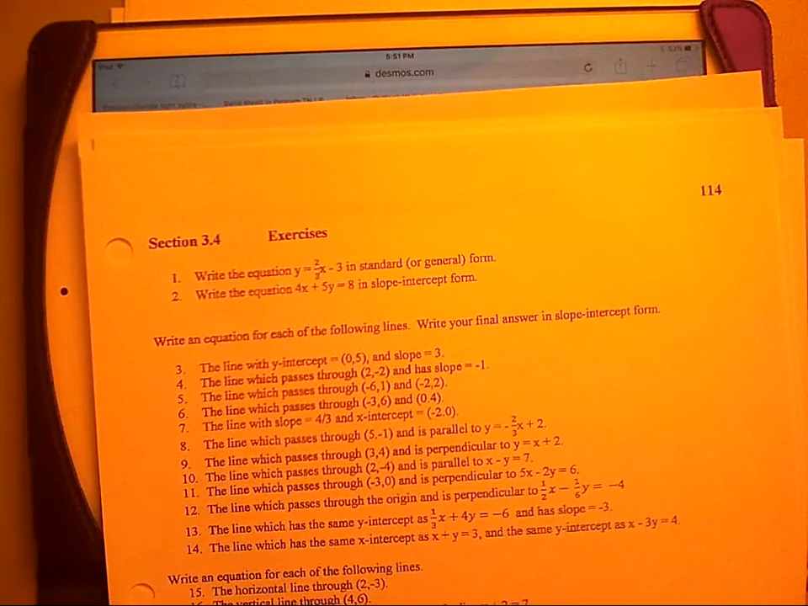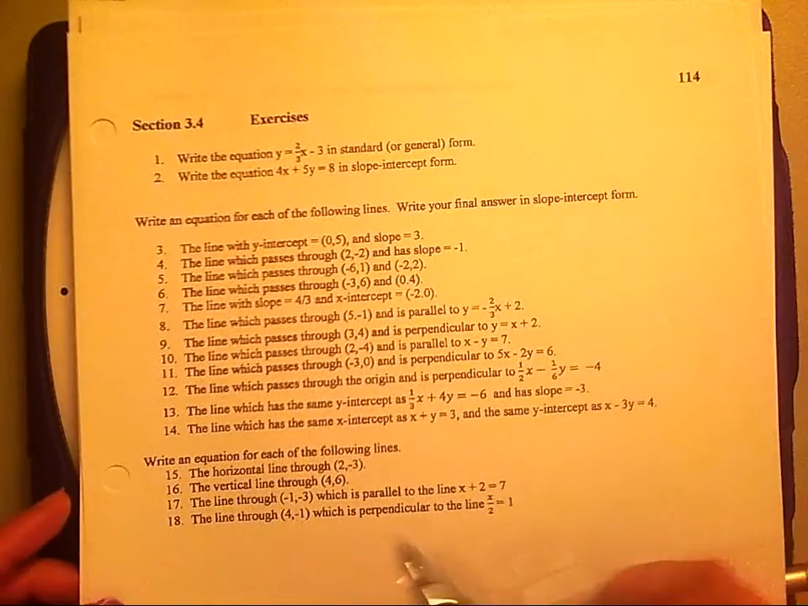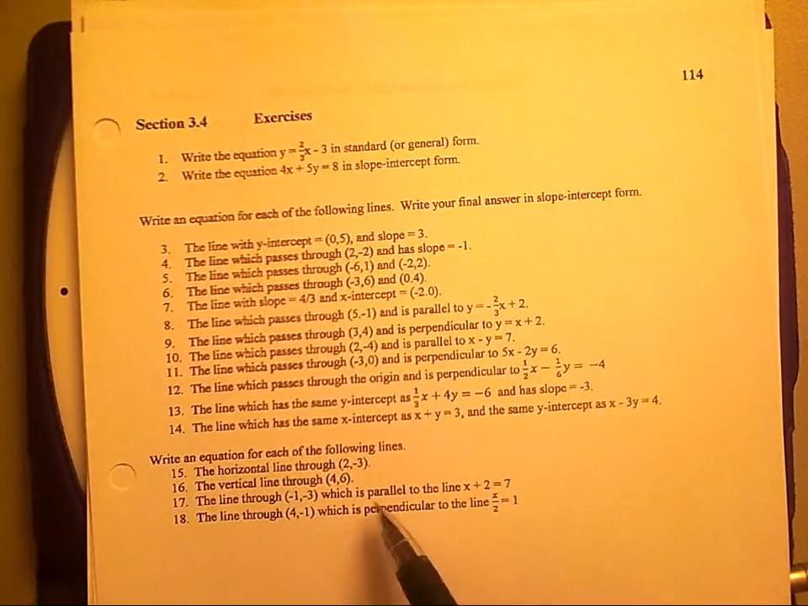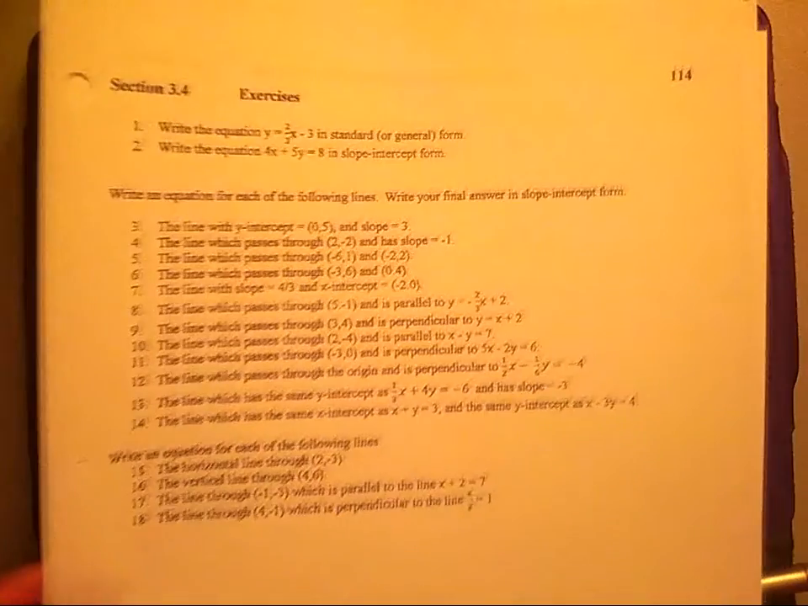So that will get you through your exercises. Just go back and refer to each of these. Remember, we're working on vertical and horizontal lines as well as parallel and perpendicularity. Okay. All right. If you have any questions, send me an email.